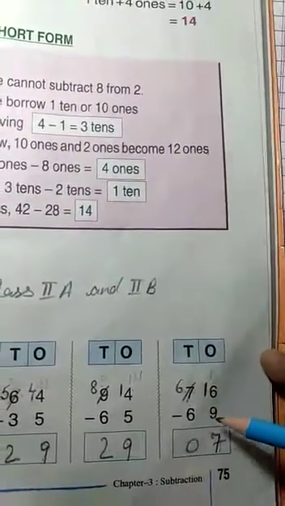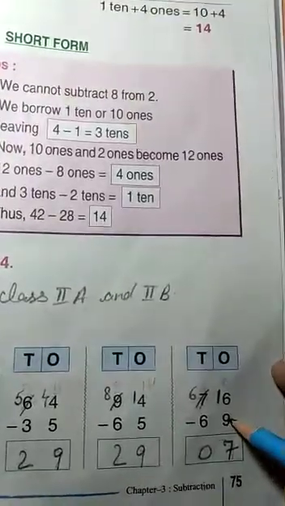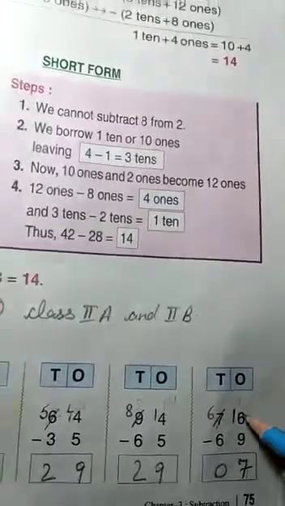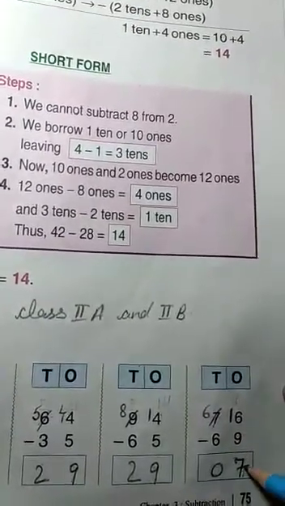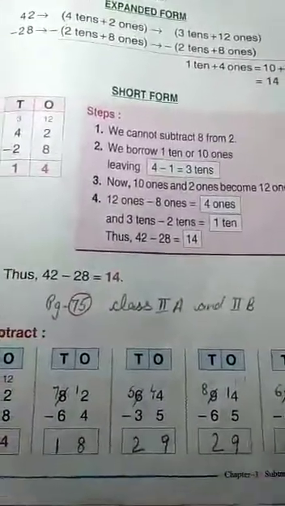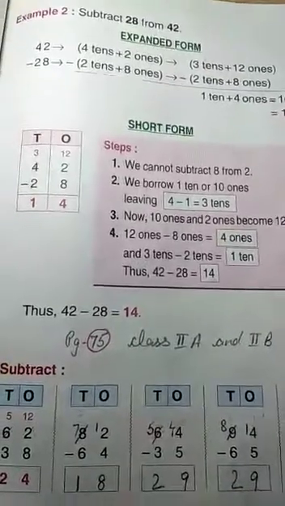76 minus 69. 6 is the smaller number, 9 is the greater number, so you have to borrow 1 from here. When you borrow 1, this becomes 16. 16 minus 9 will give you 7 and 6 minus 6 will give you 0. So these were the sums given on page 75. Kindly sit with your pencil and do these sums with me.